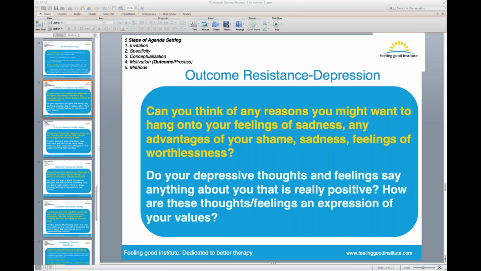So ask yourself both of these questions. If you had a teenager who has really high standards, expects a lot of himself, and is feeling down as his grades aren't what he wants them to be, what does his sadness, what does his shame show about him that's really kind of beautiful and an expression of his values? And how is it possible that his low mood is actually working for him on some level?